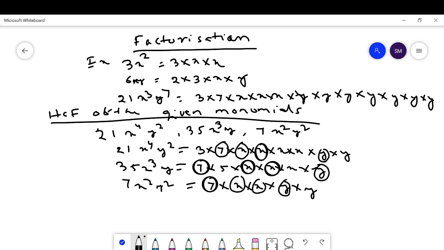Then look here. Are there any other common terms? Here is another y, but there is none here. Here is x, here is x, here no x. So except 7, x, x, y, there are no common terms in the three monomials. Then what is the HCF of these monomials? HCF is equal to 7 into x into x into y. This is 7x square y. 7x square y is the HCF of these given three monomials.